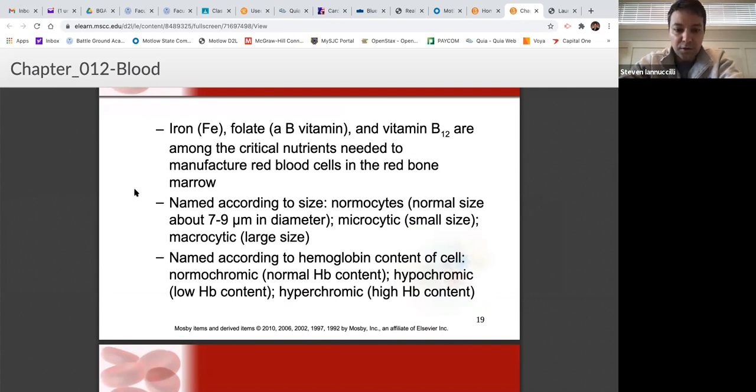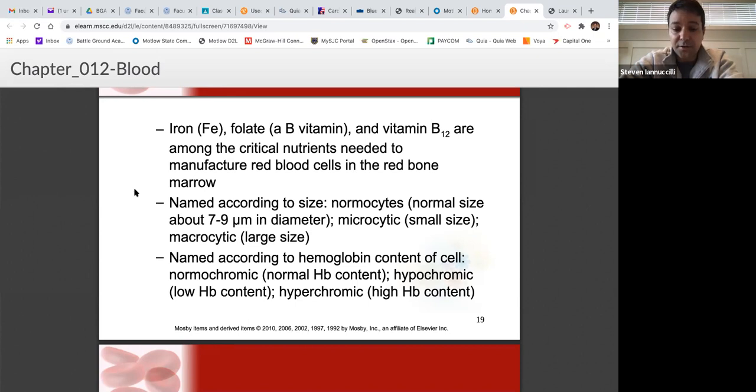Okay, so iron, folate, which is vitamin B, and vitamin B12 are the things that you really need to make sure that your red blood cells are manufactured properly. So if you don't have a lot of iron in your diet or a lot of vitamin B and B12 in your diet, you might want to think about adding that to your diet, because it's really good for your blood and your blood formation. And when you lack blood or when you are low on red blood cells, you feel tired a lot.